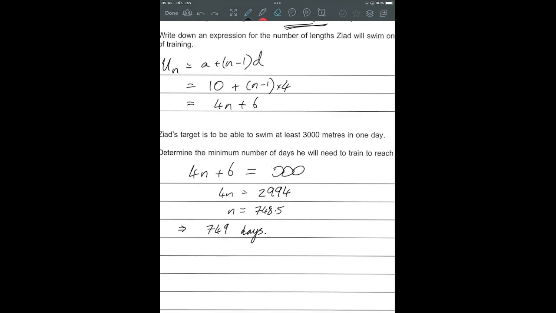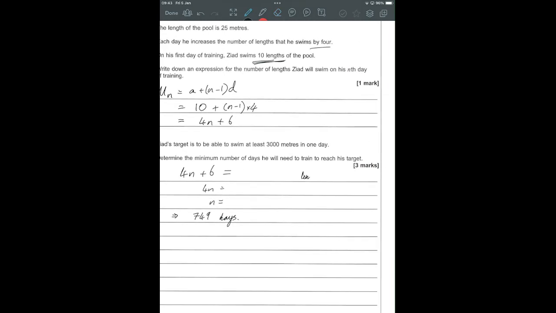For part B, however, we're traveling 3,000 meters. Well, the number of lengths is that 3,000 meters divided by 25, because each length was 25 meters. So I'm actually only going for 120, which now looks much, much more reasonable. The 120, subtract the 6, divided by the 4, means it's 28.5 days, which now is a much more reasonable target, and it's going to take 29 days to reach that.